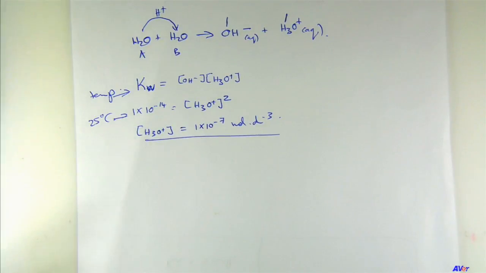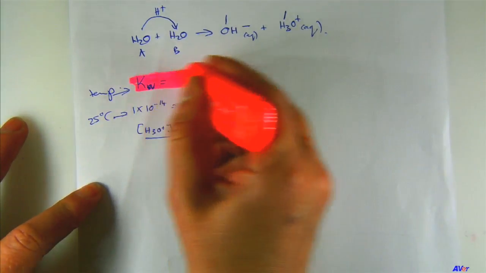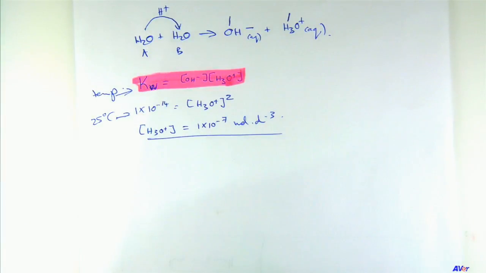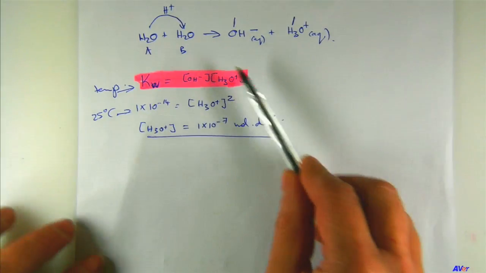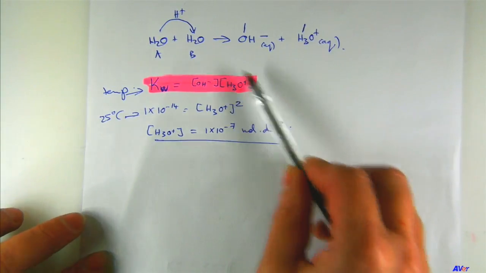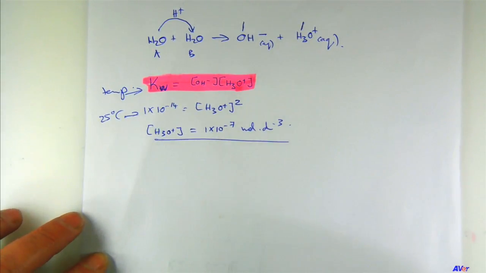Okay. So the first thing you have to remember is that KW equation. We're going to use that whenever we are in solution and we want to go from OH minus to H3O plus, or from H3O plus to OH minus. We're always going to do that with the KW expression.